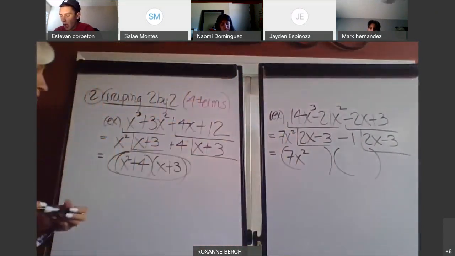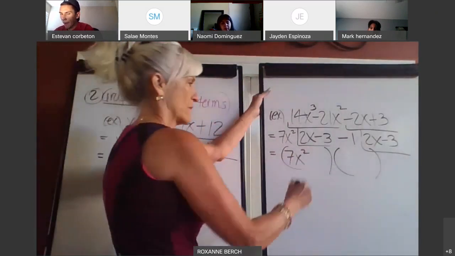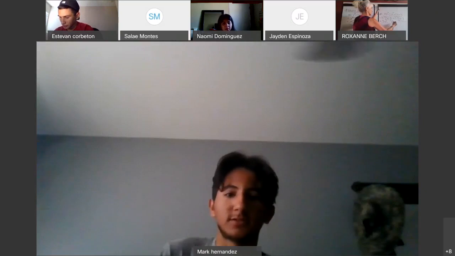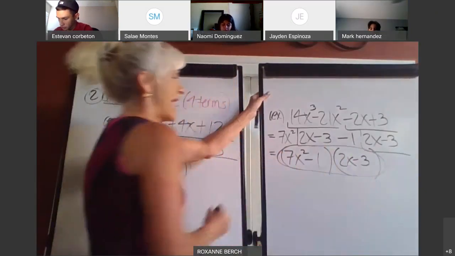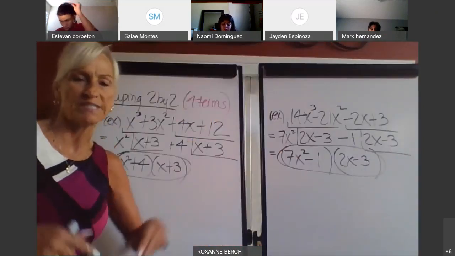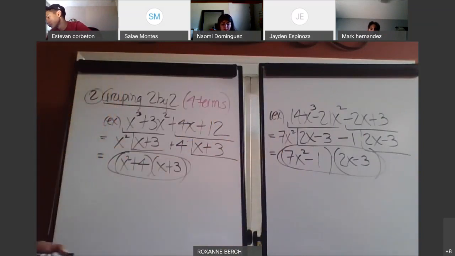Go ahead, I'm listening. What would the answer be? 7x squared minus 1 times 2x minus 3. That is correct. And we just did the FOIL method backwards. Can you imagine my high school teachers just telling us to guess? Like, just guess that. Yeah, good luck.